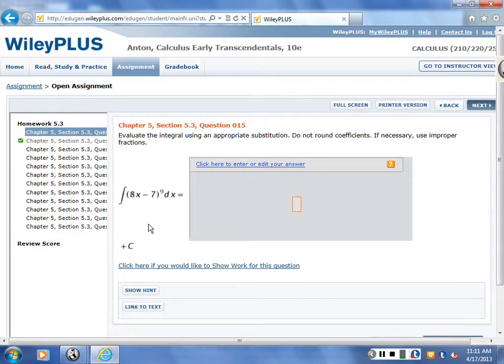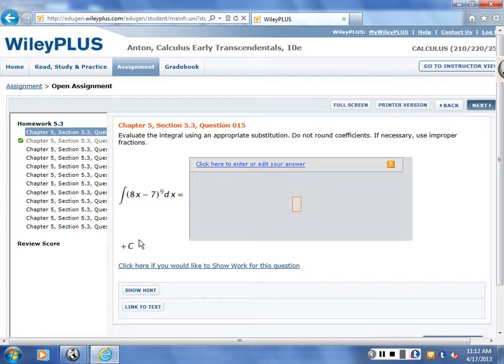Well, the point of the u substitution is saying, I know how to integrate u to the 9th power here, but I don't necessarily know how to integrate 8x minus 7 to the 9th power. We don't have that general form. So I can transform it into a simpler integral, integrate that, then back transform it to the original function.